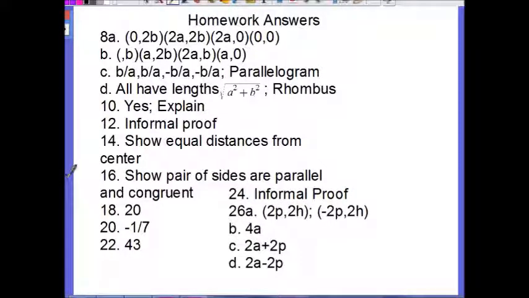So here's our homework answers. Again, our homework is 8 to 26, the evens. So we're kind of working our way through the difficult ones. If you have any questions, make sure you bring it to class tomorrow. And as always, have a good one.